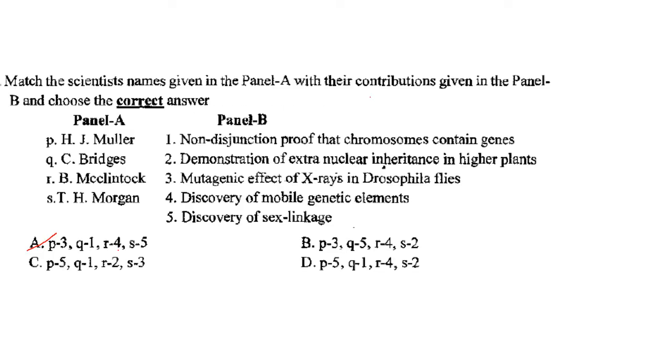Next one, match the scientist names given in panel A with the corresponding contributions given in panel B and choose the correct answer. H.J. Muller for mutagenic effect of X-rays in Drosophila. C. Bridges, non-disjunction proof that chromosomes contain genes. Barbara McClintock for discovery of mobile genetic elements or transposable elements. And T.H. Morgan for discovery of sex linkage. So the answer is option A, P3, Q1, R4, S5.